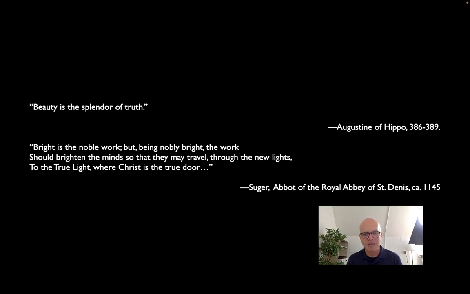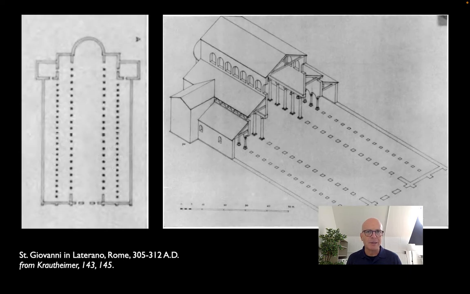The true door. So one way to think of the Gothic church is as a kind of theological machine, right? A way to illuminate human bodies, human eyeballs, but also human souls. And I think the best way to understand that is to go back and look at the masonry and timber basilica churches that we saw last week.